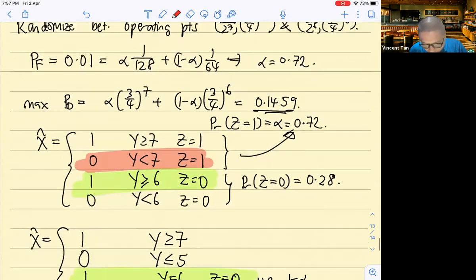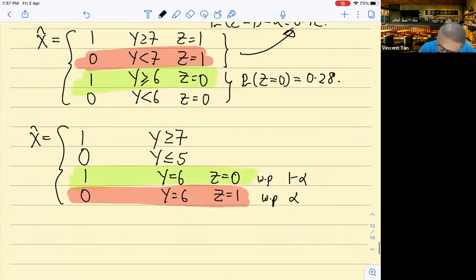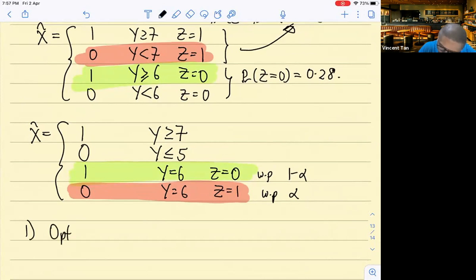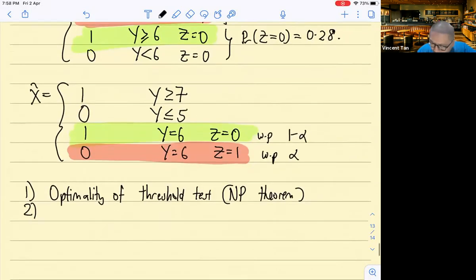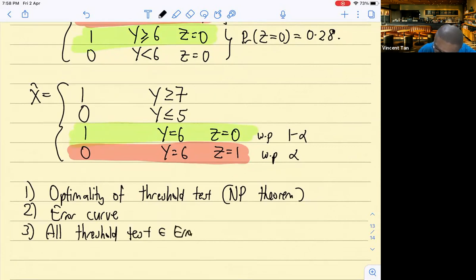But today, what we talked about was basically the optimality of threshold test through the Neyman-Pearson theorem. The theorem that we proved today is called the Neyman-Pearson theorem, or Neyman-Pearson lemma. I think it's called Neyman-Pearson lemma, but whatever. All right. Then we saw the notion of the error curve and the fact that all threshold tests lie on the error curve. Tests belong to error curve.